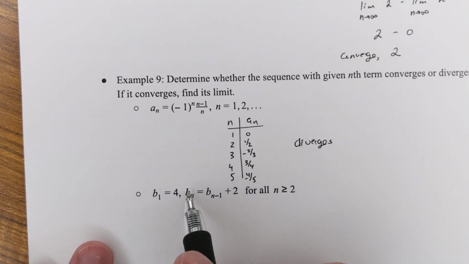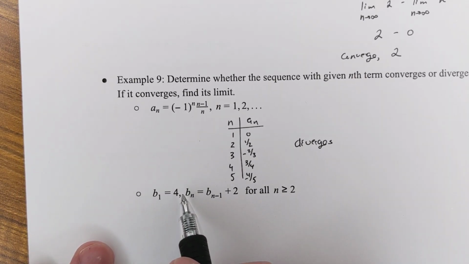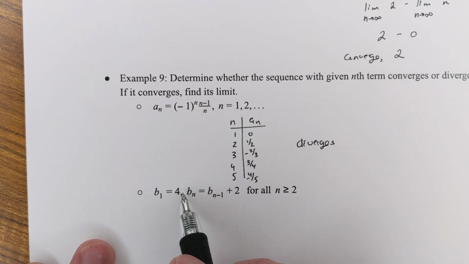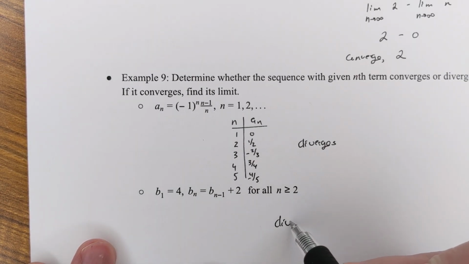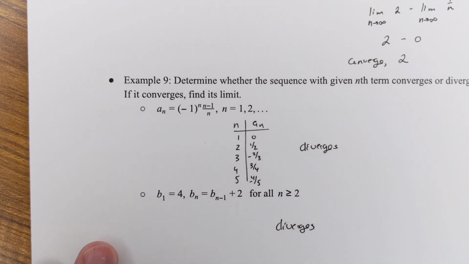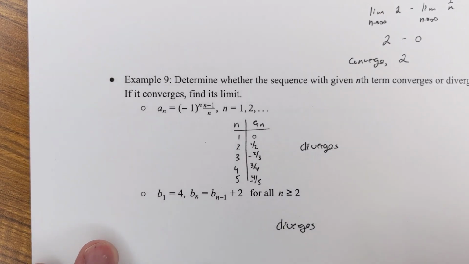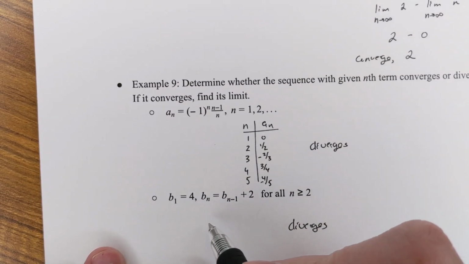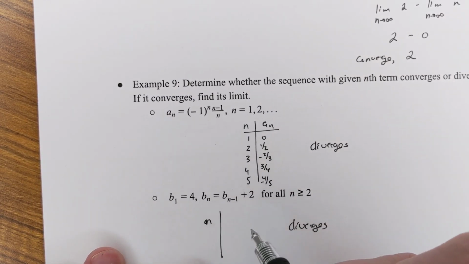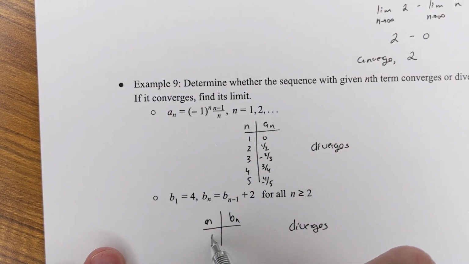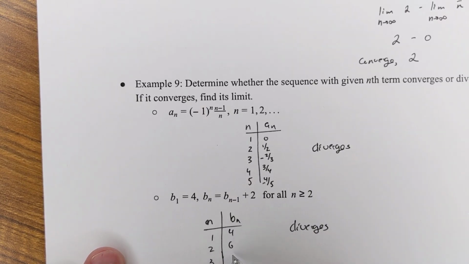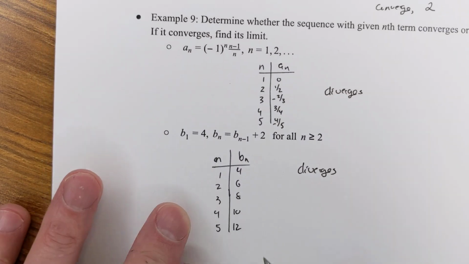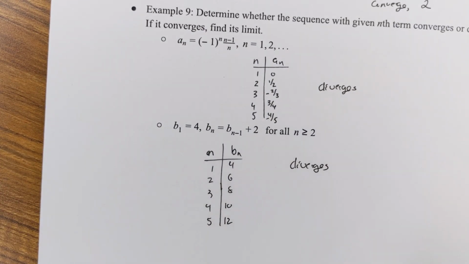All right, so this one also appeared. This was example 7. So this one also diverges as well because the y values just kept growing. So they kept getting bigger and bigger. If you remember the table, we had n, b_n, so 1, 2, 3, 4, 5, so on and so forth. So this was 4, 6, 8, 10, 12. These values keep getting larger and larger, which means it never levels off at a certain value.